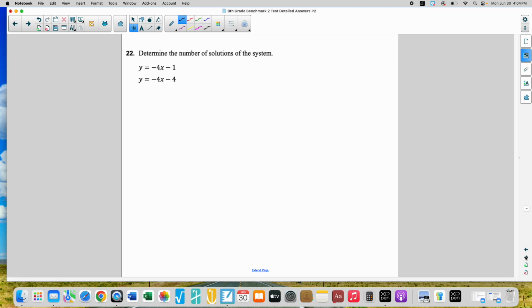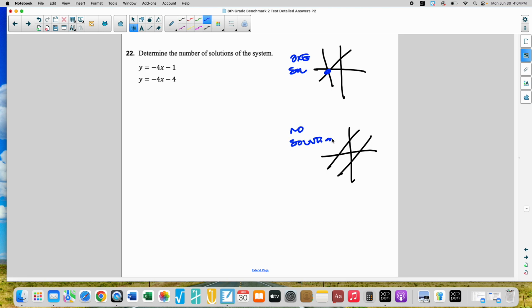Systems, really important. Determine the number of solutions in a system. So as we know, when you have 2 lines on a coordinate plane, they can intersect at one point. So you can have one solution. They can also be parallel to each other, and that is no solution because they don't intersect. And then the other situation can be that they're the same line, and that is infinite solutions.